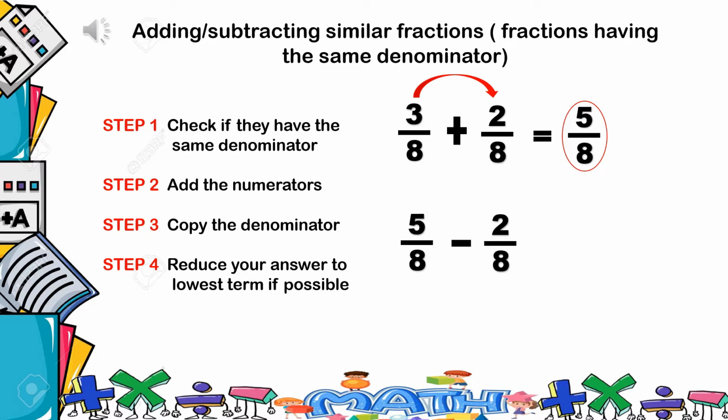They are similar fractions, or fractions having the same denominator. So we will now proceed to subtract the numerators. 5 minus 2 is equal to 3, and then copy the denominator, which is 8. And then 3 and 8 have no common factor, therefore 3 over 8 is the final answer.